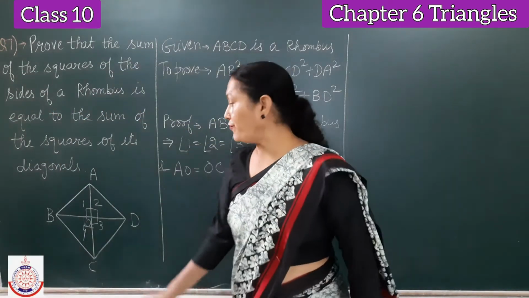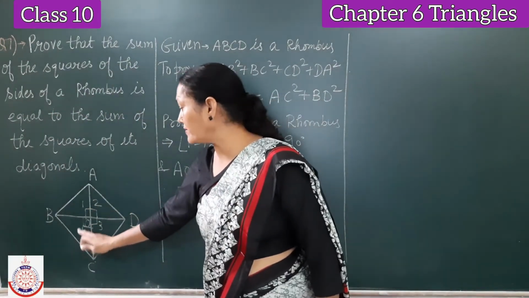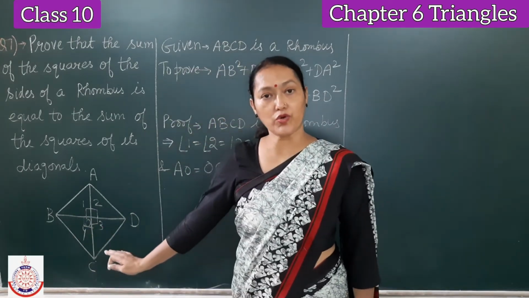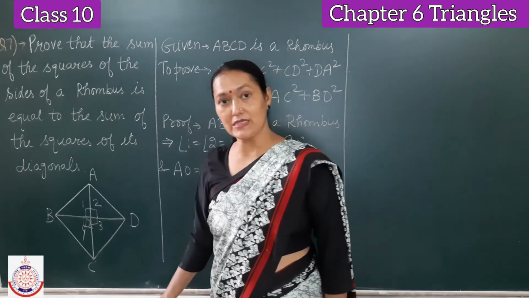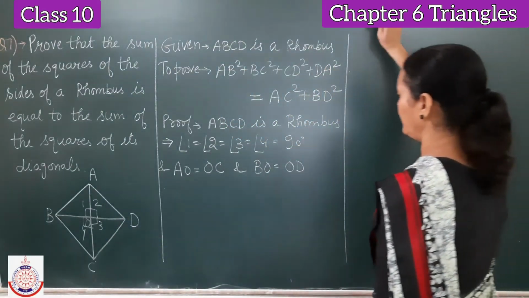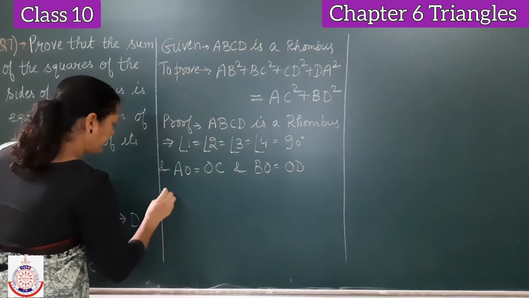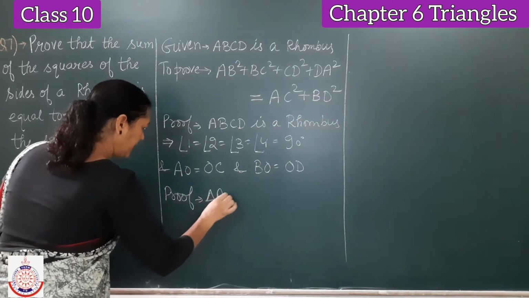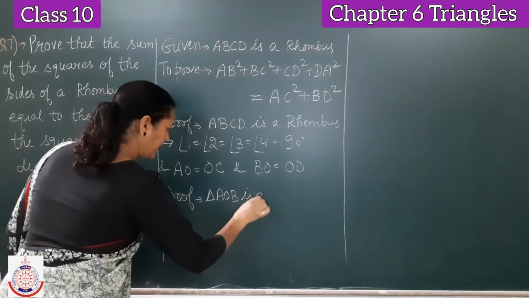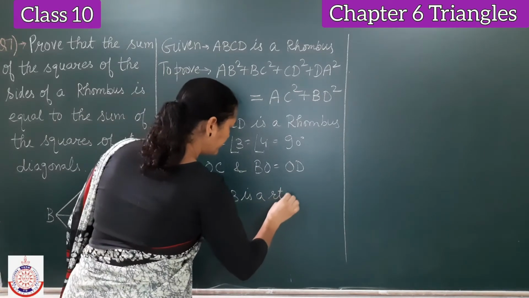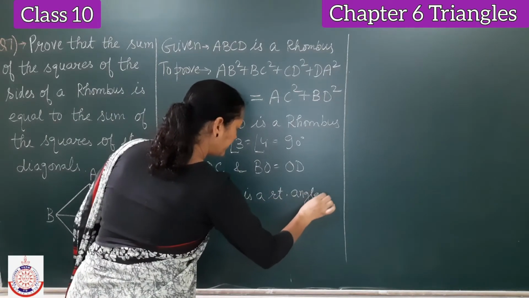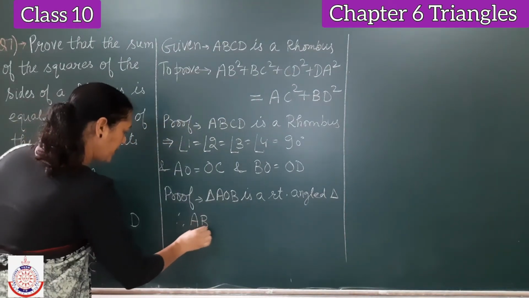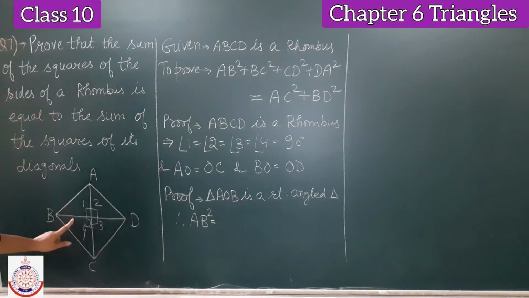Now we have obtained 4 right angle triangles here: AOB, BOC, COD, AOD. Now if we apply Pythagoras theorem in all these 4 right angle triangles, we will be having results. Triangle AOB is a right angle triangle. Therefore, AB square is equal to BO square plus AO square.